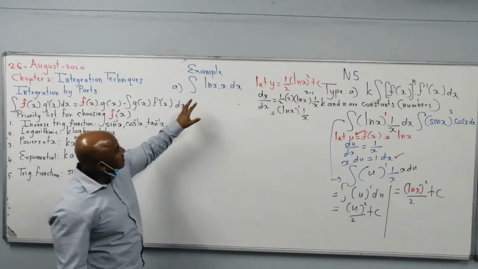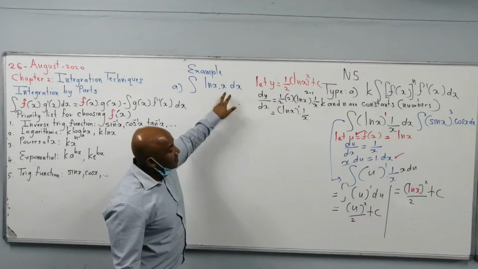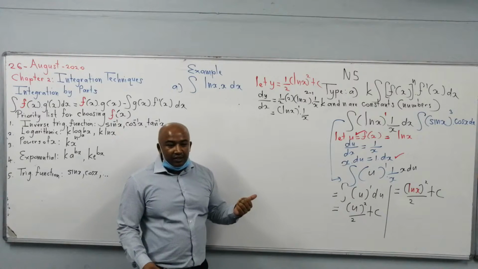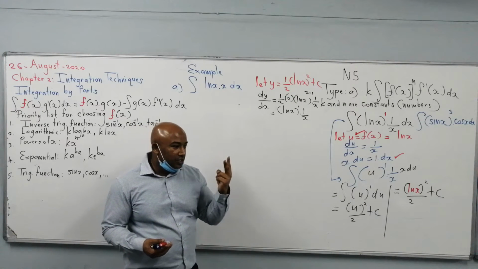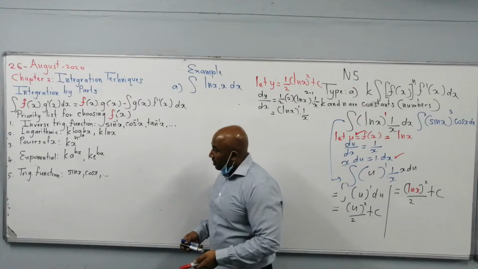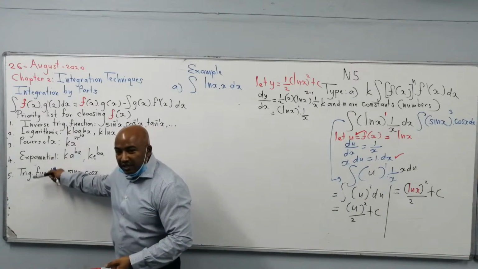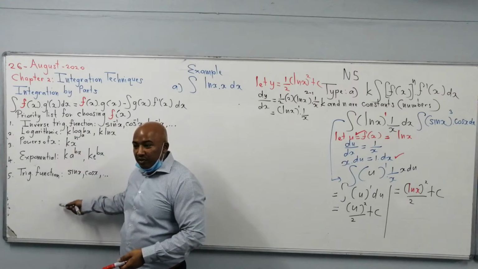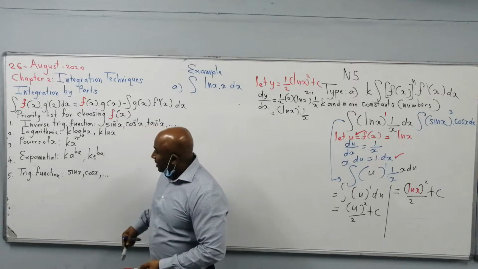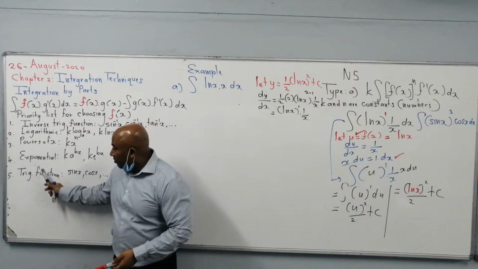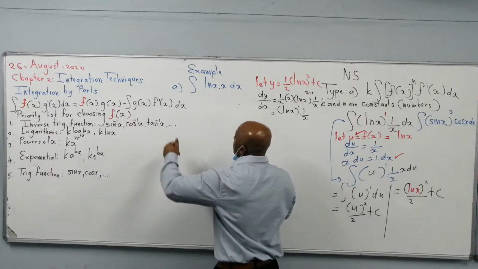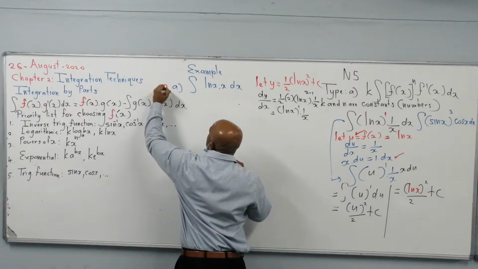So now we got ln x and we got x there. Which one is going to be f of x? Which one will be g prime x? There's only two. Now how do you know which one to choose? Okay, so there is your priority list. It's not given to you on the formula sheet, you memorize this priority list. Alright, so we got number 1, 2, 3, 4, 5. So let's compare. Ln x, what is ln x on the priority list? Let's write it down.